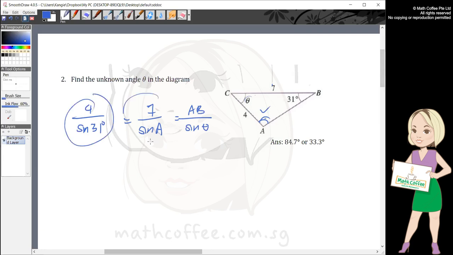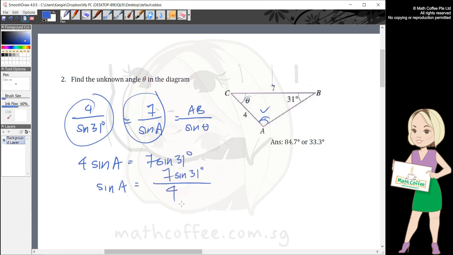So I'm going to use this and this. Cross multiply, I will have 4 sine A equals 7 sine 31 degrees. And I have sine A equals 7 sine 31 degrees divided by 4. So 7 multiplied by sine 31 divided by 4. I get sine A equals 0.9013. So my A equals sine inverse 0.9013.